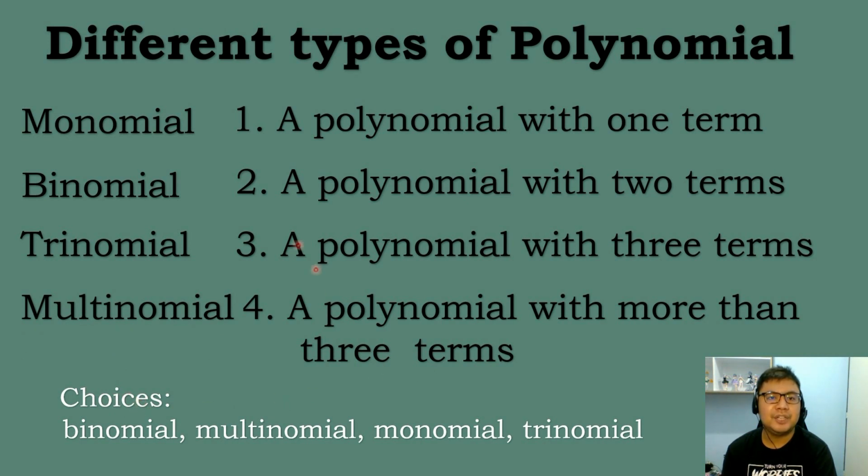So these are the different types of polynomials based on the number of terms. Monomial, which has one term. Binomial, which has two terms. Trinomial, which is a polynomial with three terms. And multinomial, which is a polynomial with more than three terms.